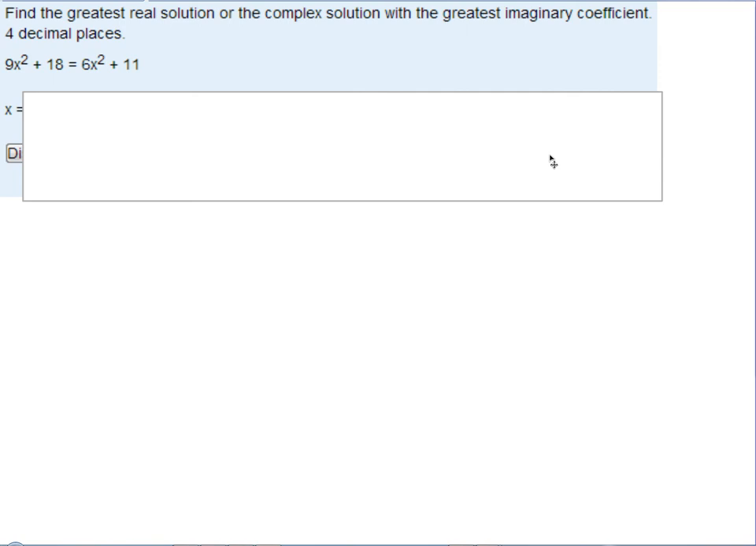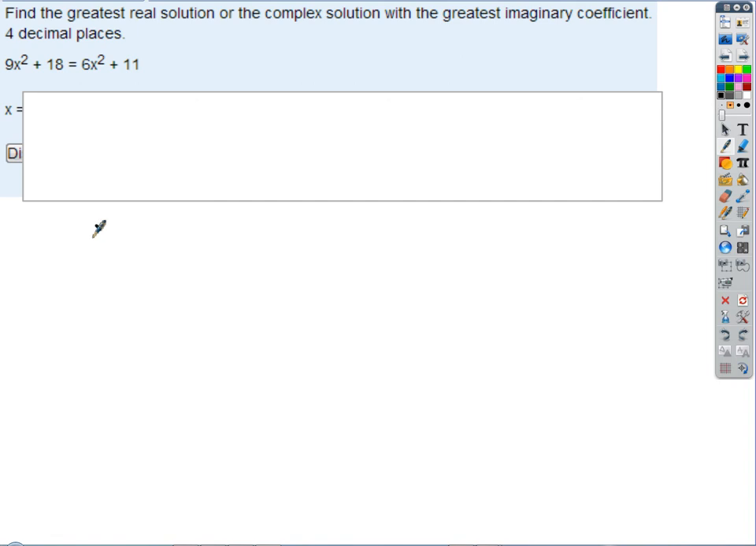Okay, so if we want to solve for x here, and look what it says, find the greatest real solution or complex solution with the greatest imaginary coefficient. In other words, if it's a complex solution, the one with the plus sign instead of the minus sign, right? So what do we do here to solve for x?